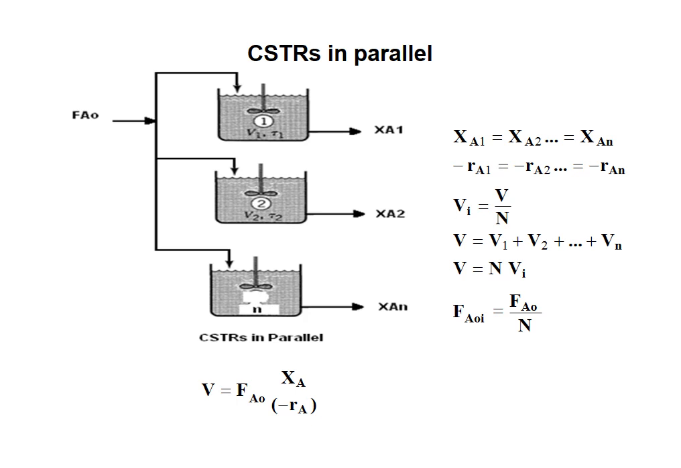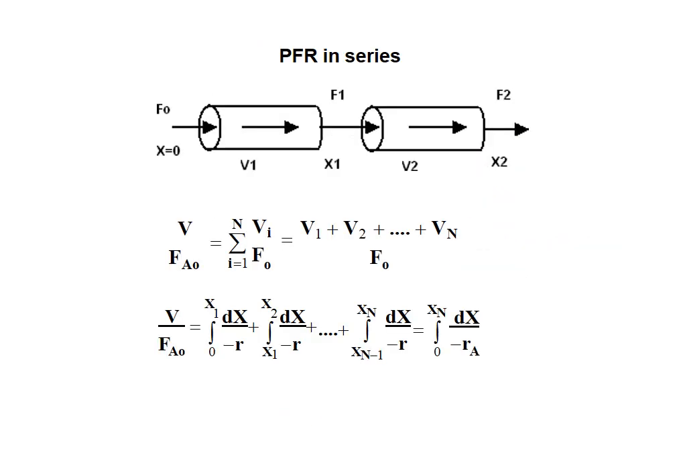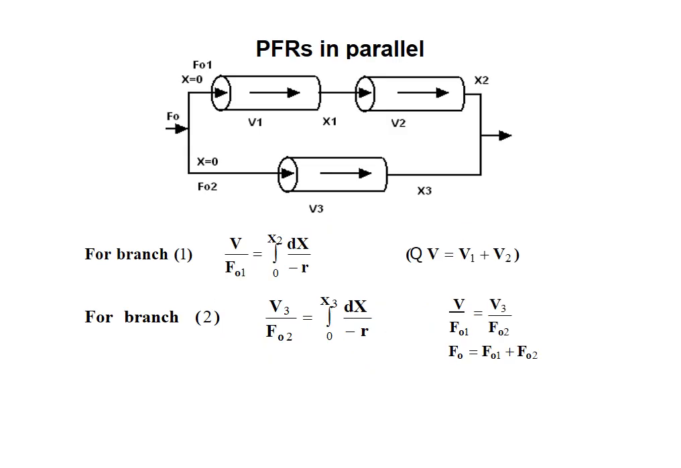So another topic we can derive is connecting all the CSTRs in parallel mode. So the final output will be given in parallel, and the volume of the reactor is given as V by FA0 is equal to XA by minus RA. Again, for a good conversion, we can connect all the PFRs in series. So there will be a higher conversion in PFR, whereas PFRs can also be connected in parallel, and we can compare the CSTR conversion and the PFR conversion in series with the PFR conversion.